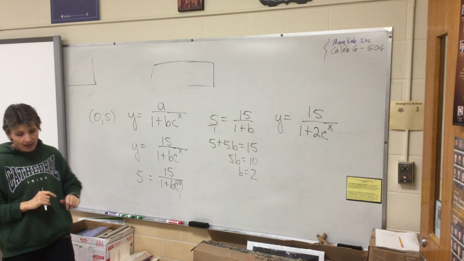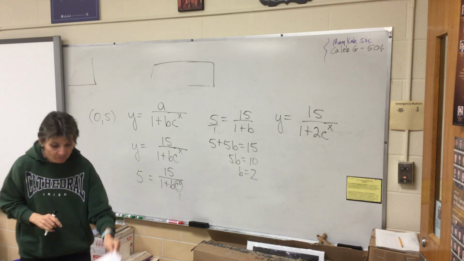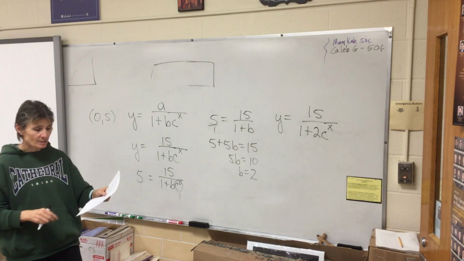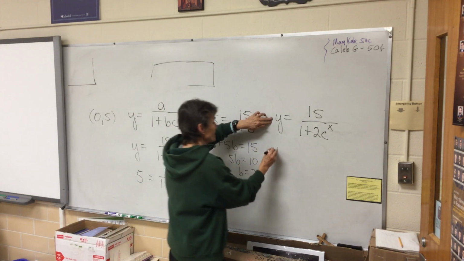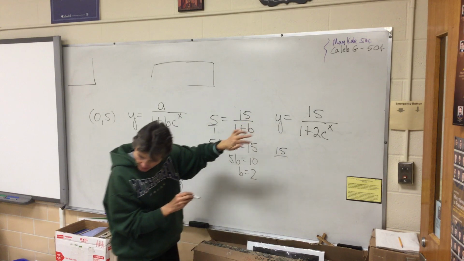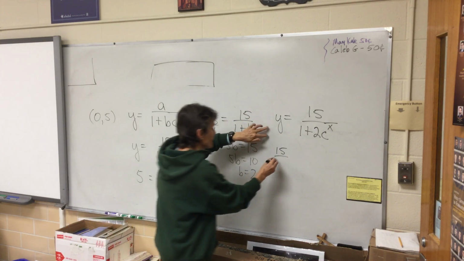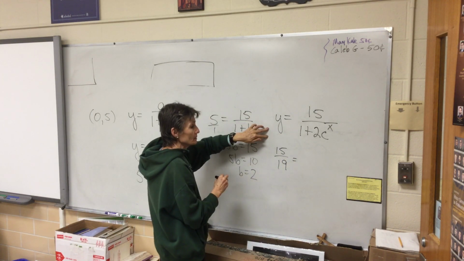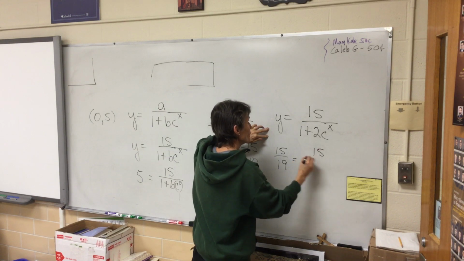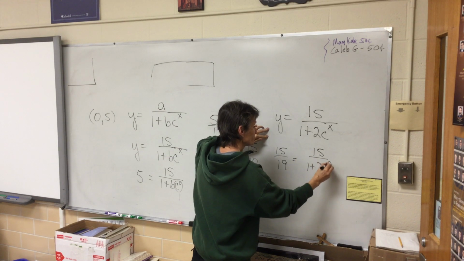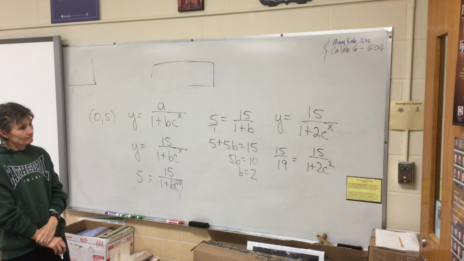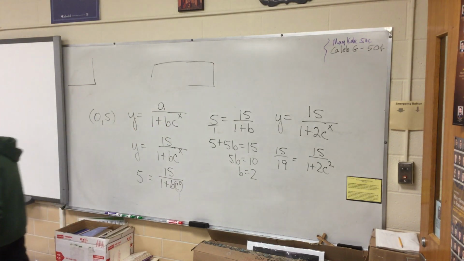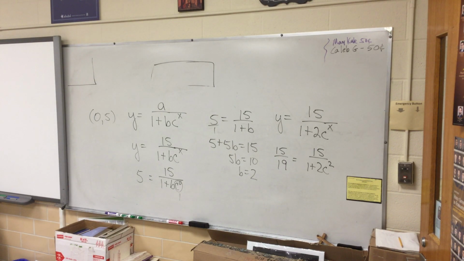So luckily, I have one more piece of information. I contain the point 2 comma 15 ninths. So 15 ninths, is it ninths or 19ths? 19ths is my y, and 2 is my x. So I'm going to, got some bad arithmetic here, so I'm going to cross multiply.